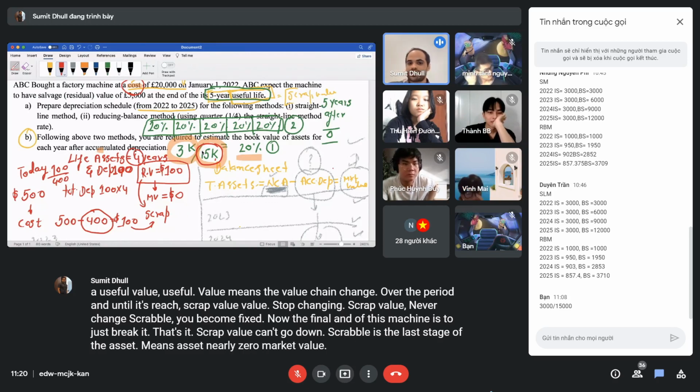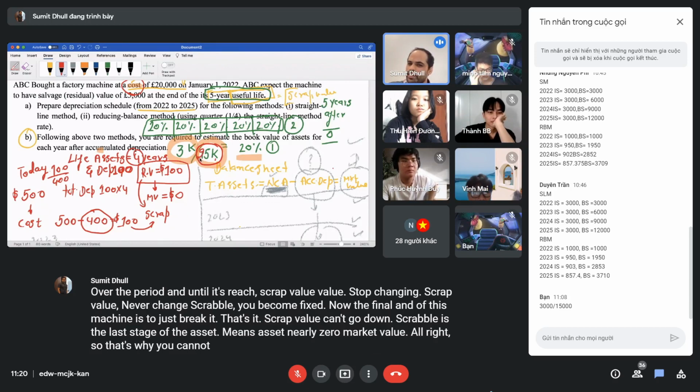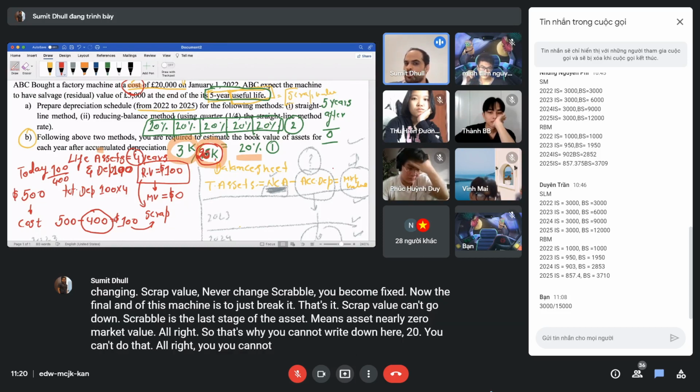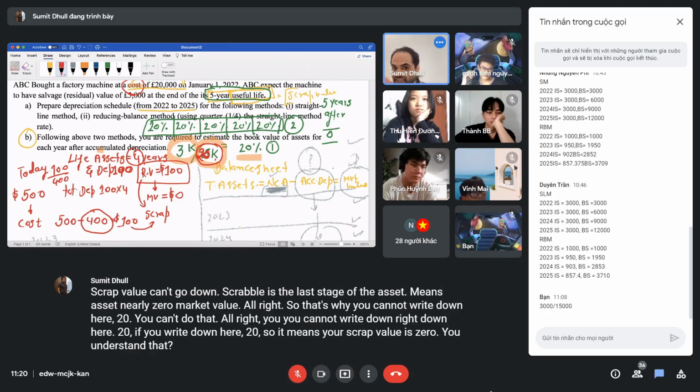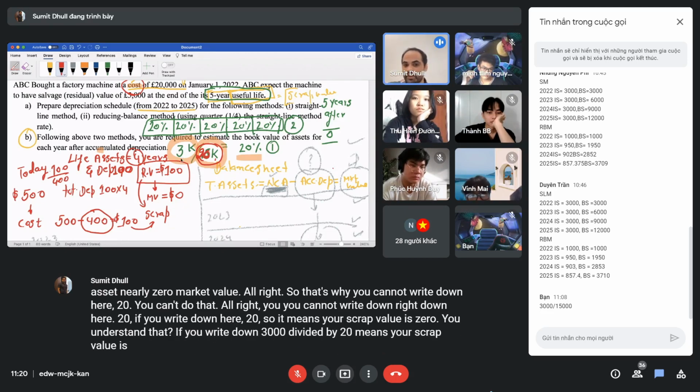All right. So that's why you cannot write down here 20. You can't do that. If you write down here 20, it means your scrap value is zero. You understand that? If you write down 3,000 divided by 20, it means your scrap value is zero, and 3,000 will be a wrong answer as well. So you cannot use here 20.